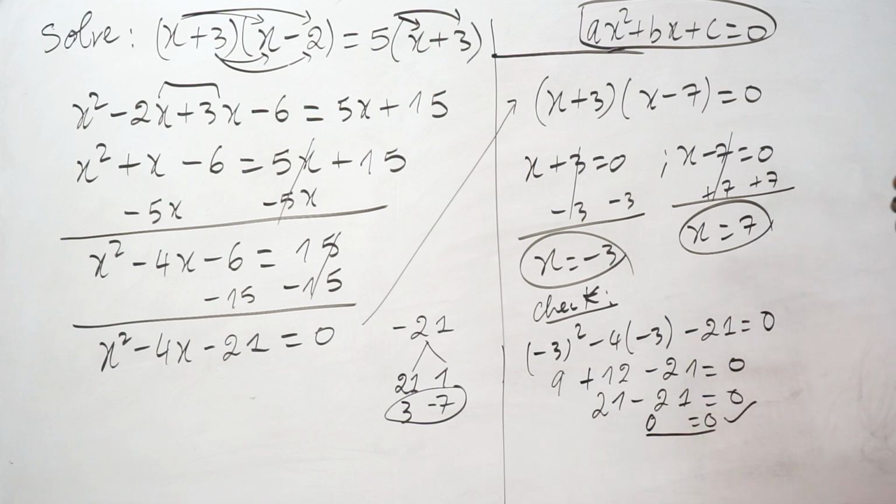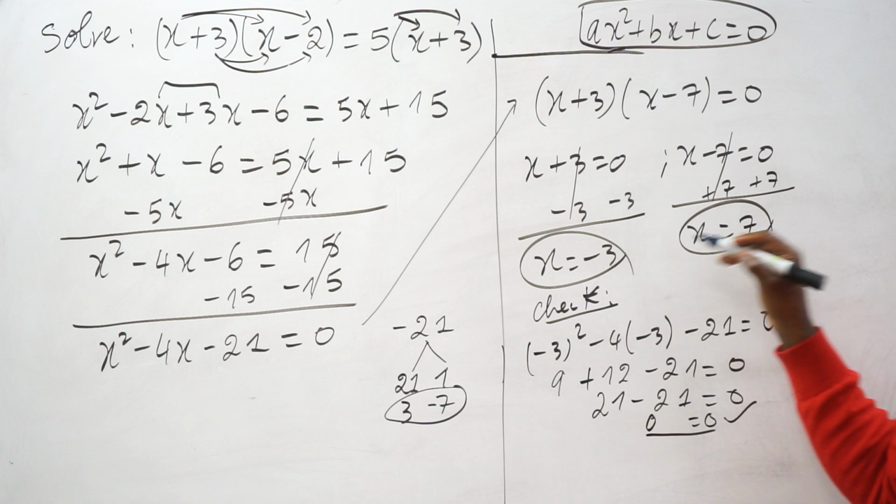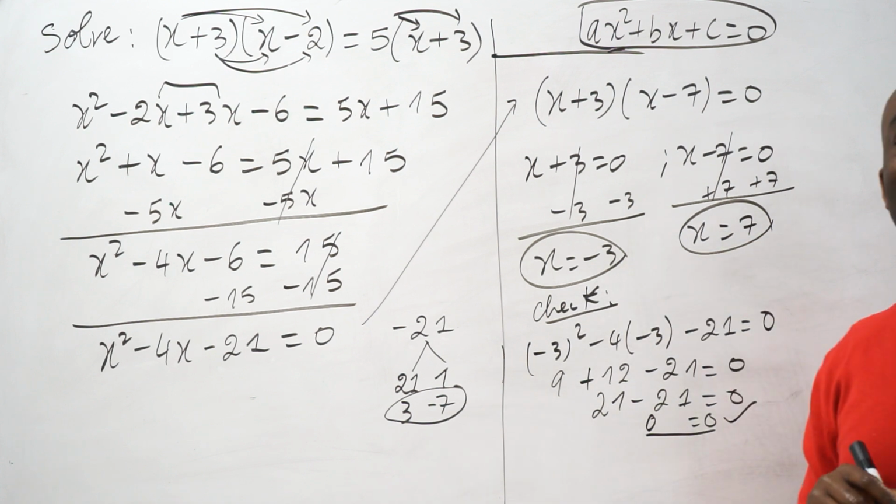If we check for 7 also, it should give us a true statement. Once you get a true statement, that means these two are good. All right? Okay, thank you.